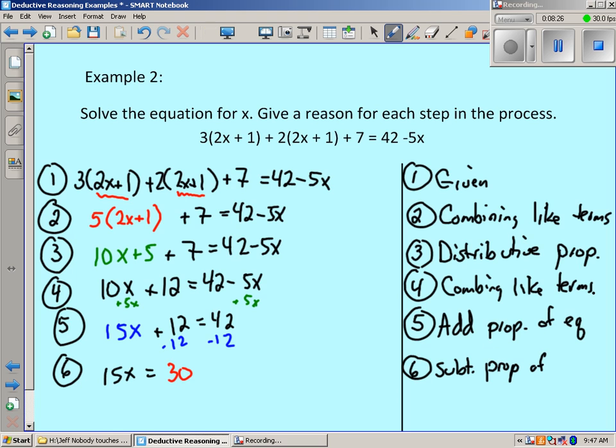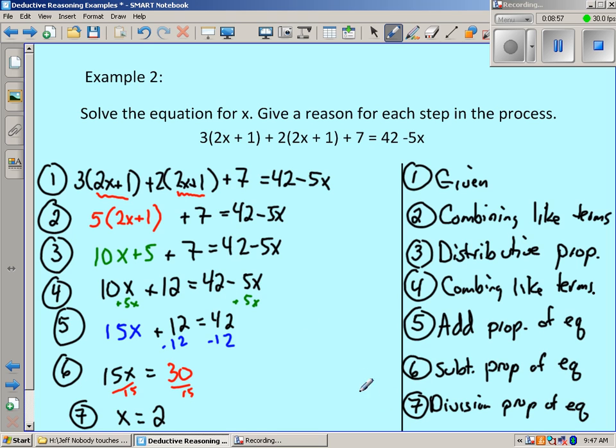And then finally, my final step is to divide by 15. And I end up with x equaling 2. That's what I'm looking for. And so to get to this step, I ended up doing the division property of equality. And so basically, this is just telling your thought process. What did you do to solve this big problem? And that's what all deductive reasoning is about.